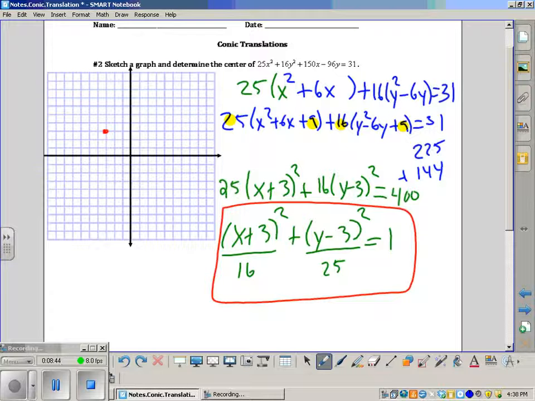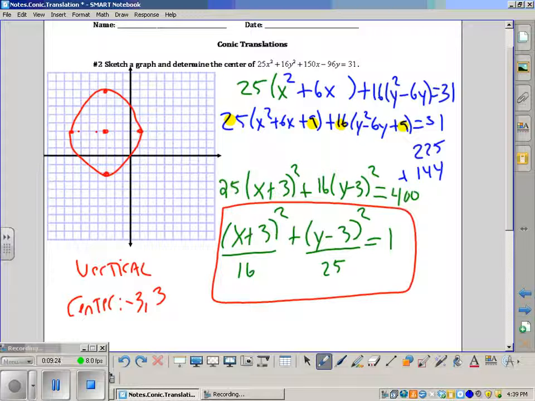Okay, so there's our center. And we can see this is going to be a vertical ellipse because the bigger number is underneath the y coordinate. So it looks like we're going to go up 5, and we're going to go down 5, and then left 4. All right, there's a rough sketch of my ellipse. The center we determined was negative 3, 3.